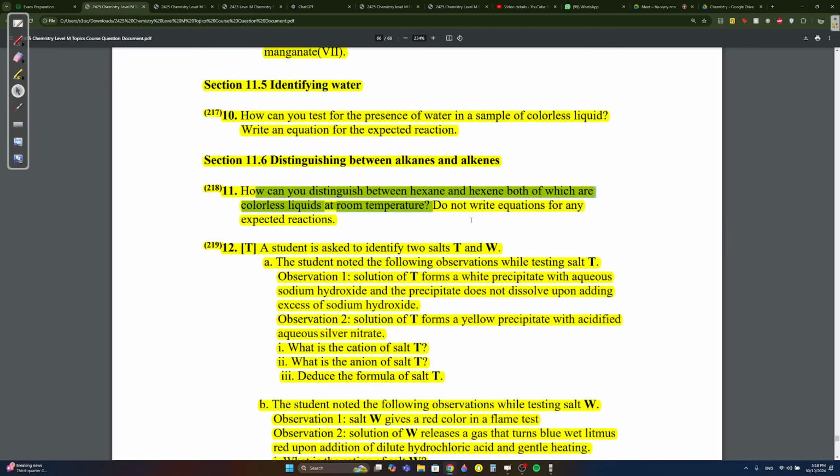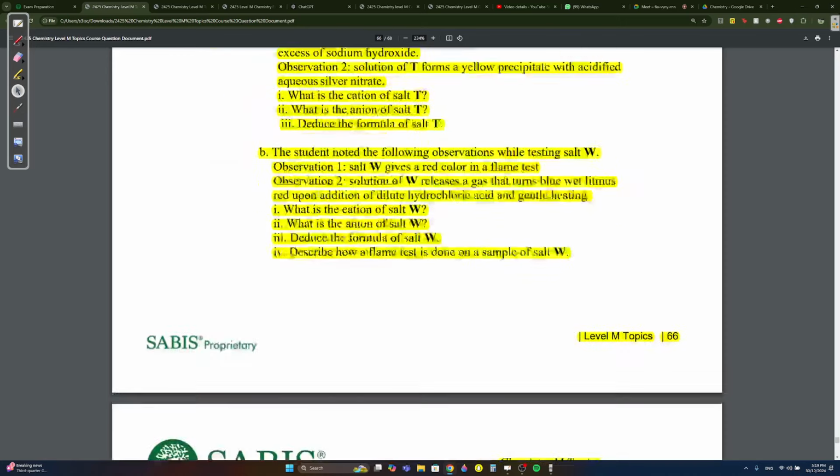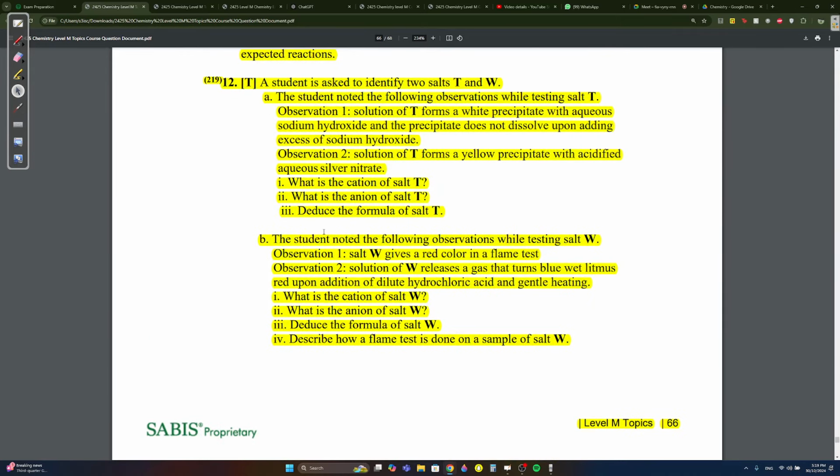How can you distinguish between hexane and hexene? Okay, we do not have this. If you want to memorize, you're more than welcome. But in hexene, the yellow-orange color of bromine rapidly disappears, but it persists in hexane. You can memorize this, and you're more than welcome. But I am memorizing this.